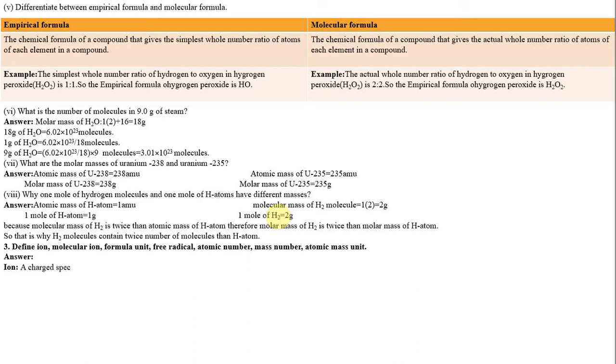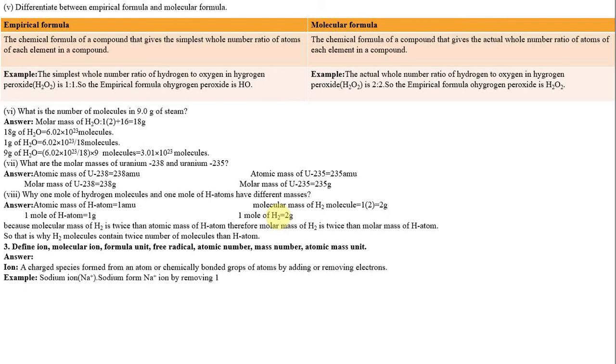Ion: a charged species formed from an atom or chemically bonded groups of atoms by adding or removing electrons. आयंस वो चार्ज्ड स्पीशीज हैं जो फॉर्म होती हैं जब कोई एलिमेंट या ग्रुप ऑफ एटम्स इलेक्ट्रॉन को गेन करता है या लूज करता है. Example, sodium ion. Sodium forms Na plus ion by removing one of its valence electrons.